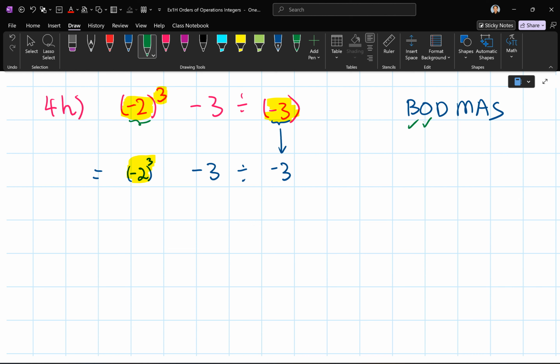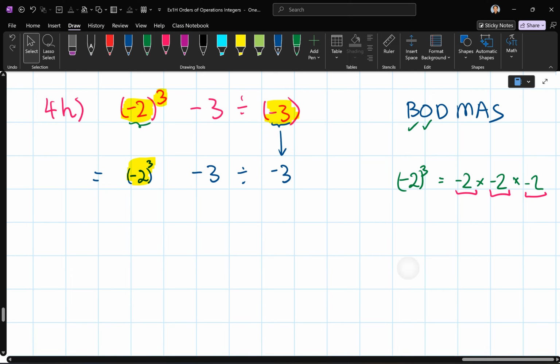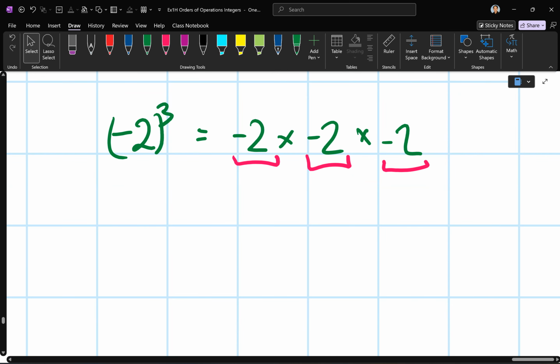They come together. So what's negative 2 cubed mean? That actually means negative 2 times negative 2 times negative 2. See how I'm timesing it 3 times? That's 1, 2, 3. Negative 2 multiplied itself 3 times. That's what negative 2 cubed means. So this one you got to take a bit of time to solve here.